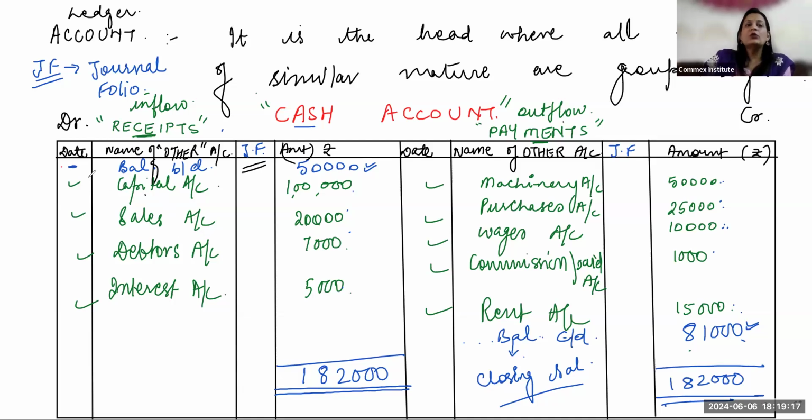Now try to understand what headings we have written. We have written the date column, of course, the date when the transaction is taking place. Then we have put the name of the other account. Cash is involved in all these transactions. If cash was not involved, I wouldn't put the transaction here in the cash account. In the double entry system, for every transaction, at least two accounts will be there.